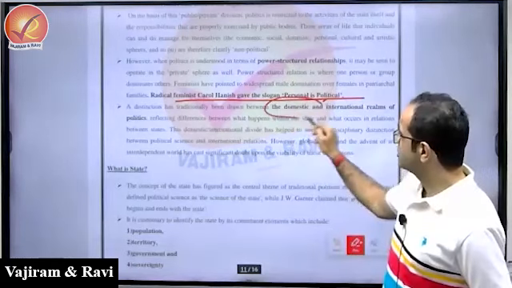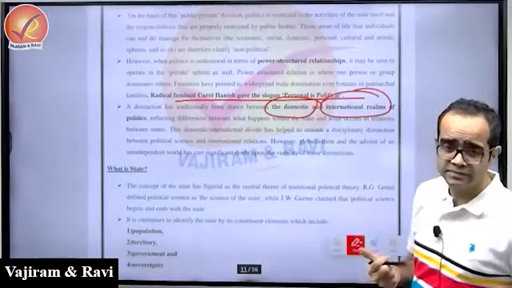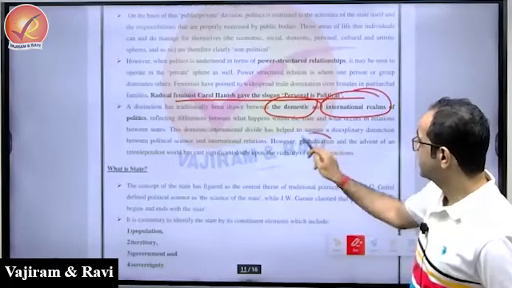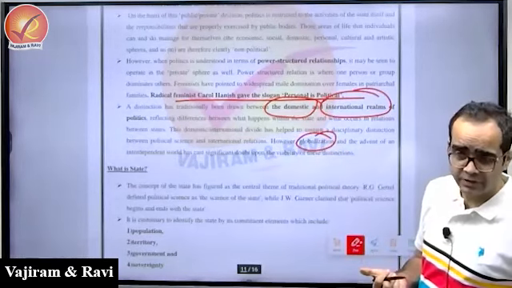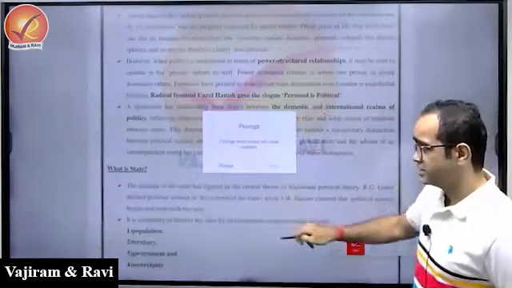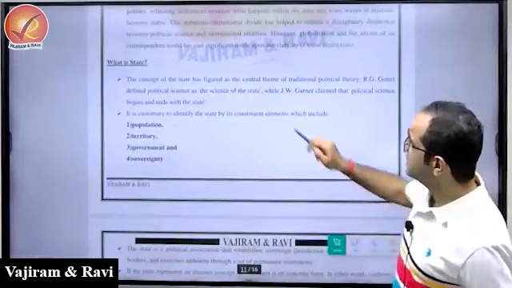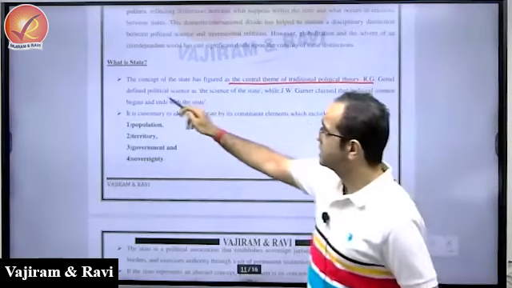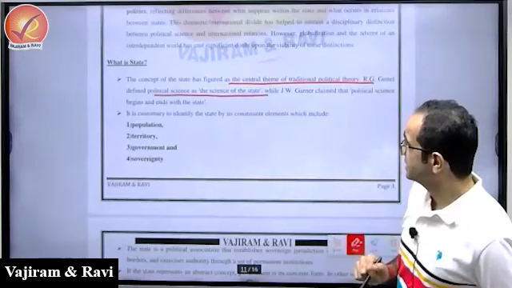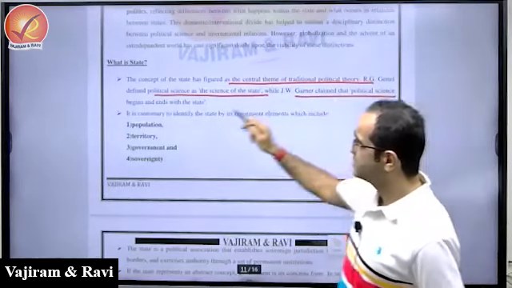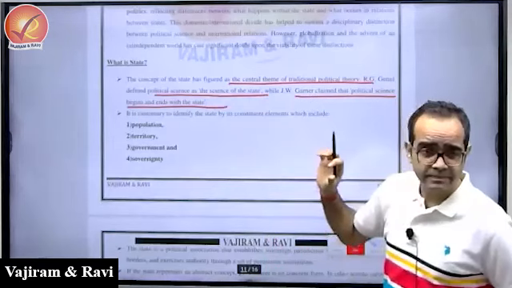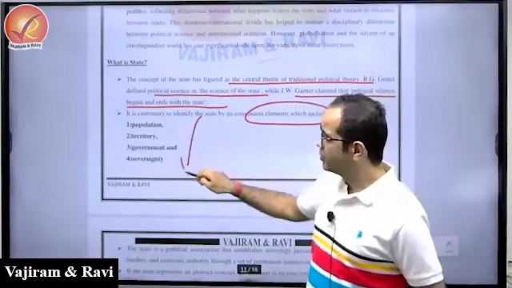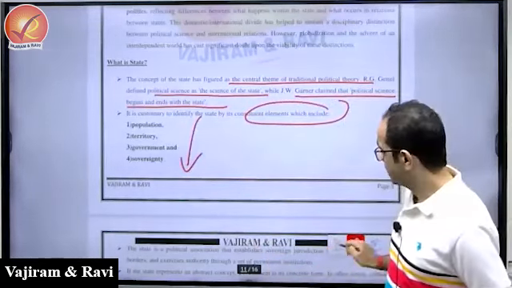And a distinction has been drawn between the domestic as well as the international sphere. And as I said, in the age of globalization, this distinction has collapsed in an interdependent world. And what is the state? The concept of the state is regarded as a central theme of traditional political theory. R.G. Gettell defined political science as the science of the state, while Garner claimed that political science begins and ends with the state. The state was a central concept, having four elements: population, territory, government, and sovereignty, which I have discussed.